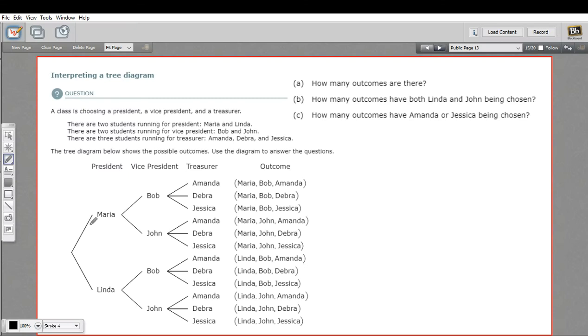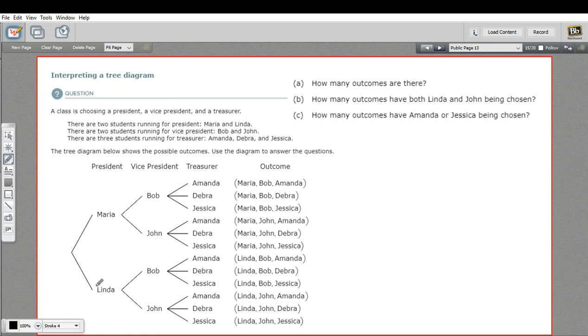In this problem, we are using a tree diagram to figure out how many combinations of something there could be. In this case, it says a class is choosing a president, a vice president, and a treasurer, and there are two students running for president. So Maria and Linda are running for president. There are two students, also two, running for vice president, Bob and John. And then there are three running for treasurer, Amanda, Deborah, and Jessica.